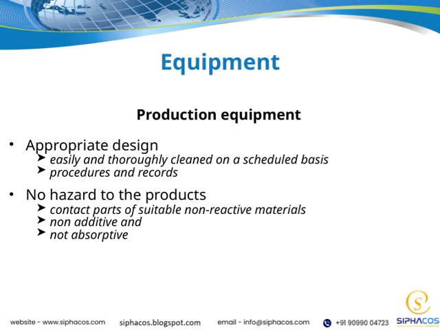To achieve this, contact parts should be made from suitable non-reactive materials. This prevents any contamination or chemical reactions that could compromise product quality. Additionally, these materials should be non-additive, meaning they don't introduce any substances into the product, and non-absorptive, so they don't trap residues or bacteria. When selecting equipment, we need to consider all these factors to make sure it supports safe, clean, and high-quality production processes. This aligns perfectly with our overall goal of maintaining food safety and product integrity throughout manufacturing.